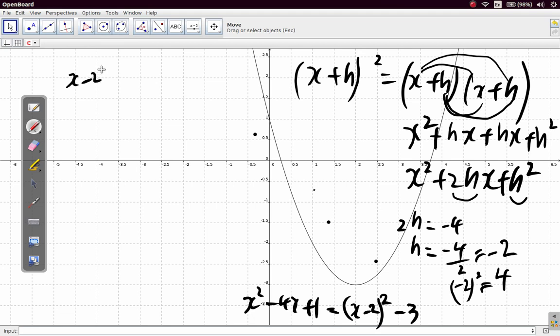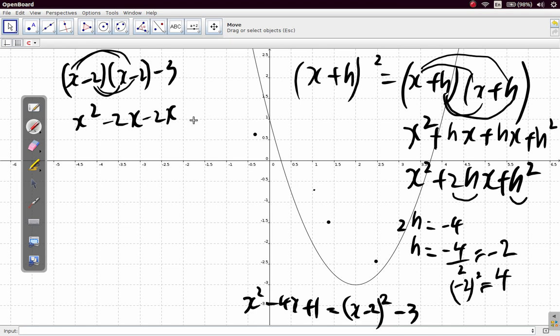(X minus 2) squared minus 3 is the same as (x minus 2)(x minus 2) minus 3. So let's go. This is x squared minus 2x minus 2x plus 4, and then we add the minus 3 at the end. X squared minus 2x minus 2x is minus 4x. 4 minus 3 is 1, so it's plus 1. Okay, good. So everything is okay. Everything is all right with this graph.